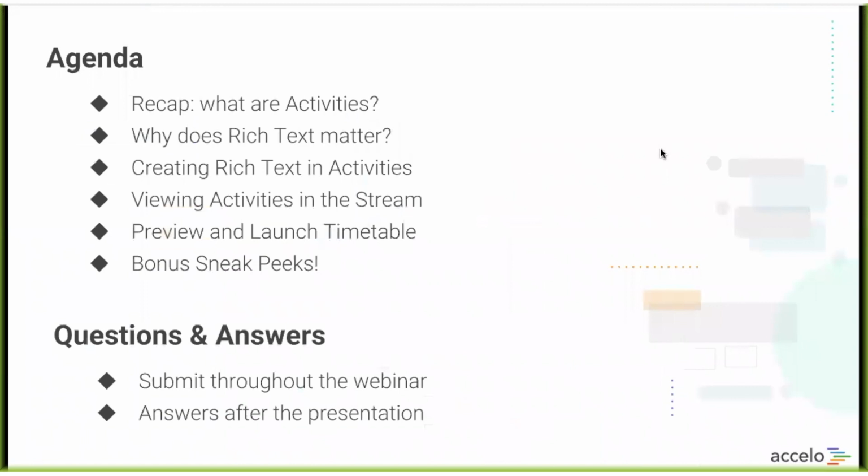In terms of our agenda for today, we're going to do a quick recap just to remind folks who are maybe new to Accelo or new to activities what they're all about. We'll also talk about why rich text matters, and then we'll jump across into the actual demo where we'll show examples of creating rich text in activities, how to view them in the stream, the preview and launch timetable, and then as a bonus, we'll also be running through a couple of bonus sneak peeks for some stuff in our mobile app, as well as a really highly requested feature in the web app.